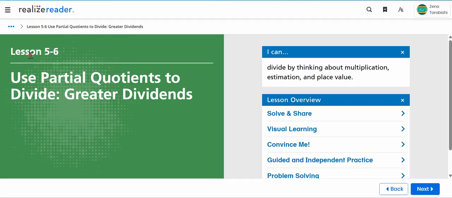Hello, fourth grade. Today we're starting lesson 5.6, use partial quotients to divide greater dividends. So in our previous lesson, we had our three-digit numbers. Now we're going to continue talking about dividends and how we can use our divisors to help us find those quotients. And one of the ways that we're going to do that is by achieving this goal about thinking about multiplication, estimation, and place value.